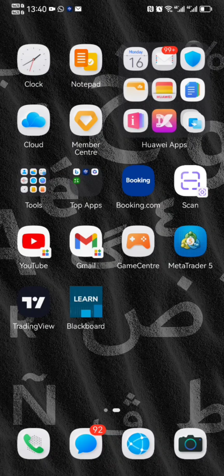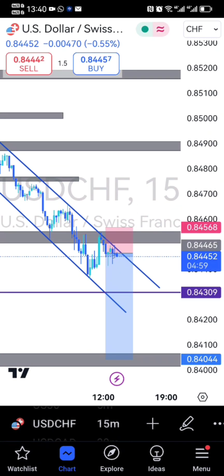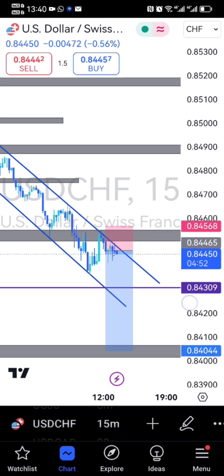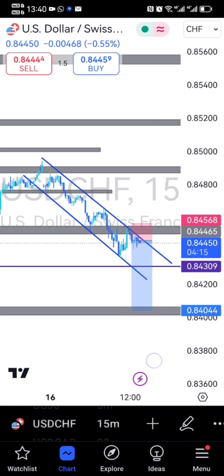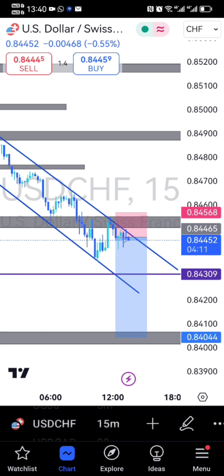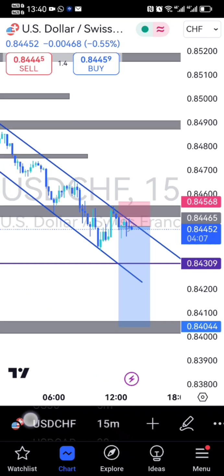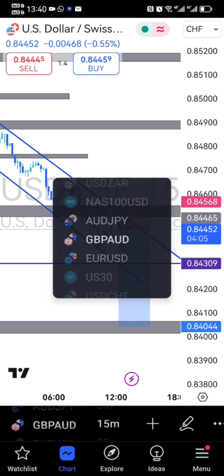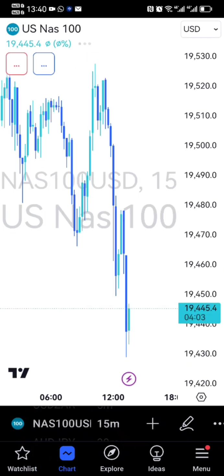All right, guys, we're back again. Let's go over to TradingView and check our positions and see how they're running. Okay, so we still have USDCHF. It's still not moving, still basically at the entry point. Another one that we had open was NAS 100.